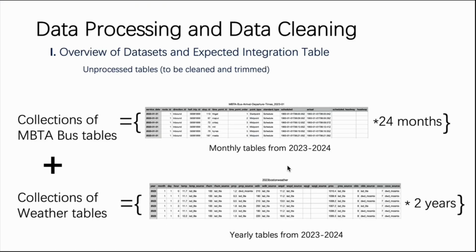Before we explain our data cleaning steps, let's take a look at the structure of our final datasets. The final table integrates the collection of 24 monthly tables from 2023 to 2024 and the collection of the 2-year weather table. Note that it's just an overview. The columns in the slide are to be processed.